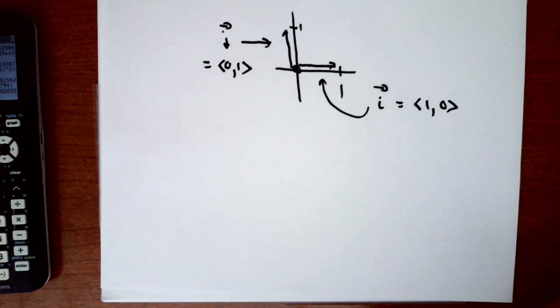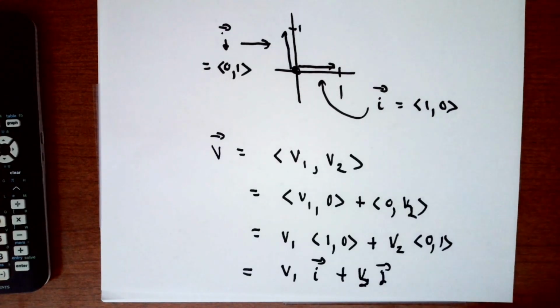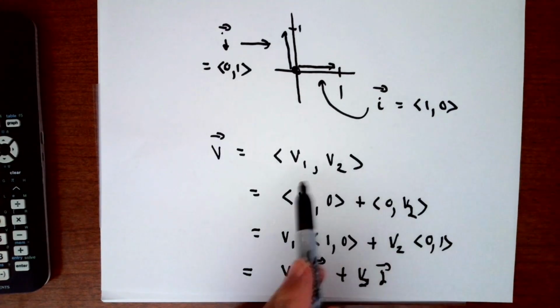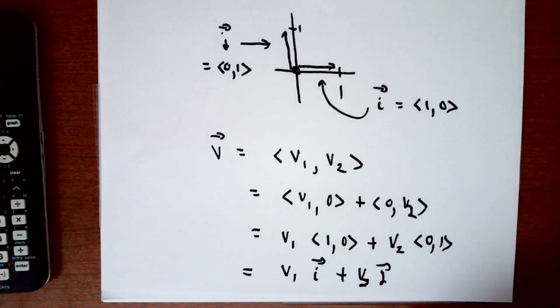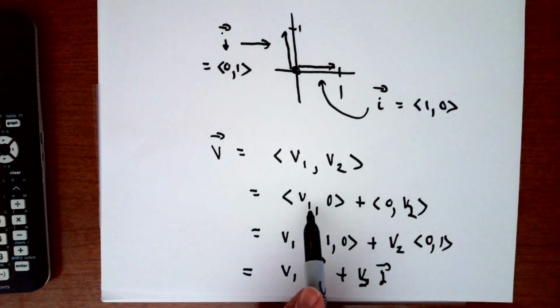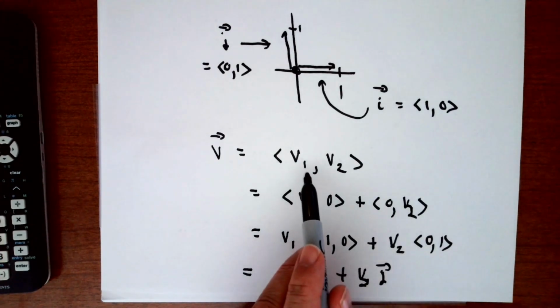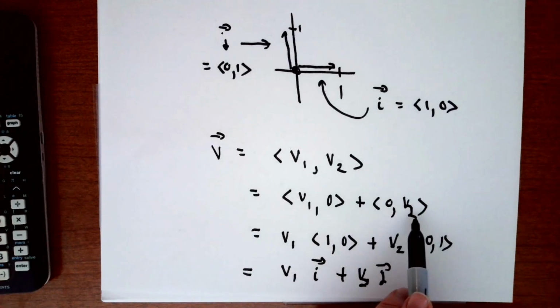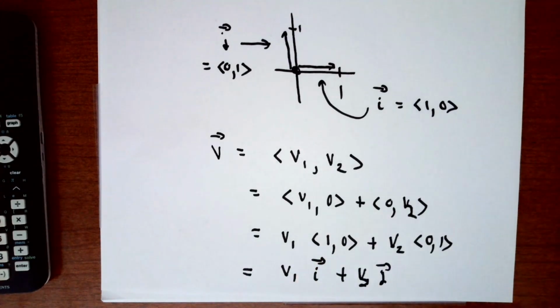There is another commonly seen way of writing the components of a vector. Starting with the usual component form, because of the way we add vectors together, I can split it up like this. v1 plus 0 is v1. 0 plus v2 is v2. Because of the way we multiply numbers by vectors, I can write this first one as the number v1 times the vector 1, 0.